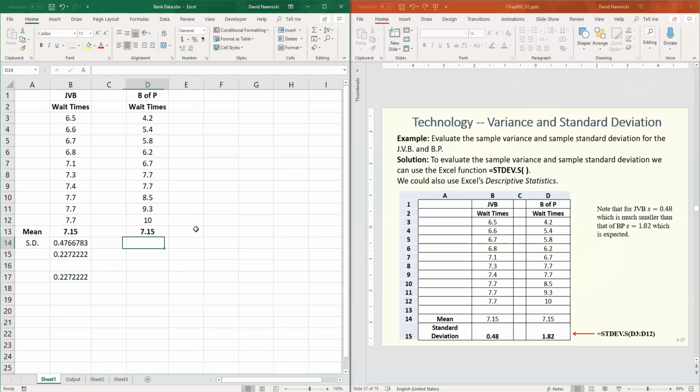We can do the same thing for the Bank of Providence. In fact, I can just copy these cells right over here. And there we go. We have our standard deviation for the Bank of Providence and our sample variance for the Bank of Providence. Notice how the standard deviation for the Bank of Providence is much larger than that of the Jefferson Valley Bank, indicating that the scores in the Bank of Providence have a lot more variation in them, as you can see, than the Jefferson Valley Bank scores.